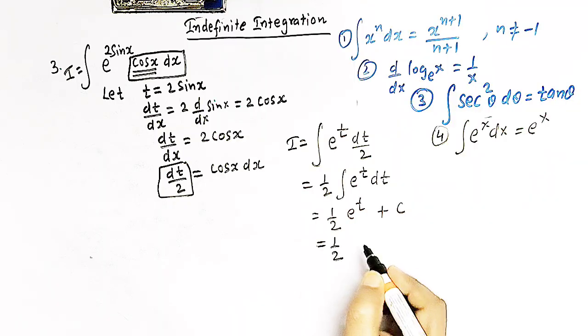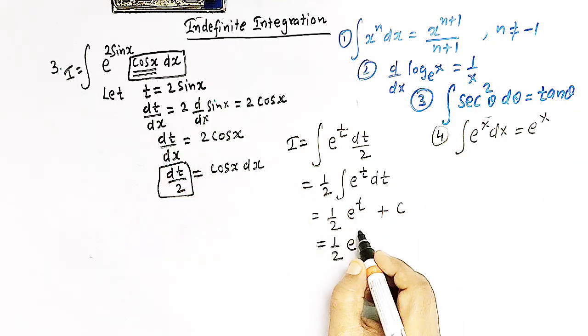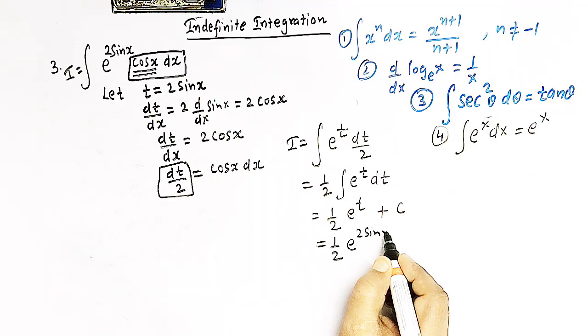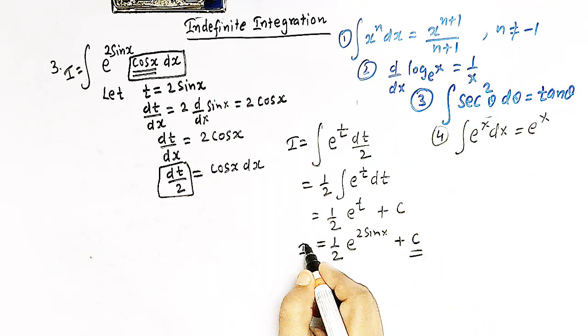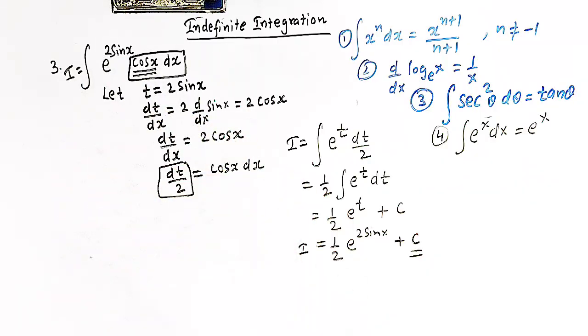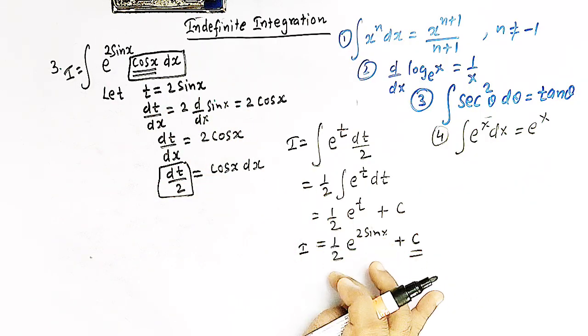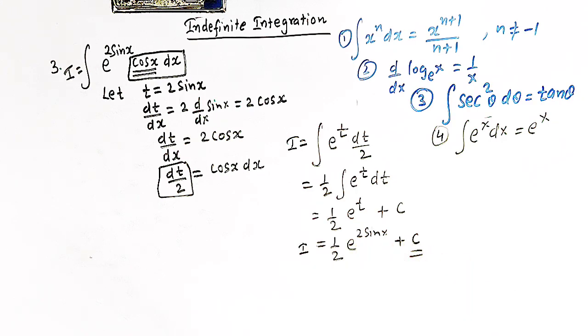So now we can replace this t by 2 sine x. So here we have 2 sine x, and c is the constant of integration. So the indefinite integral of this function is given by half times e raised to 2 sine x, plus c.